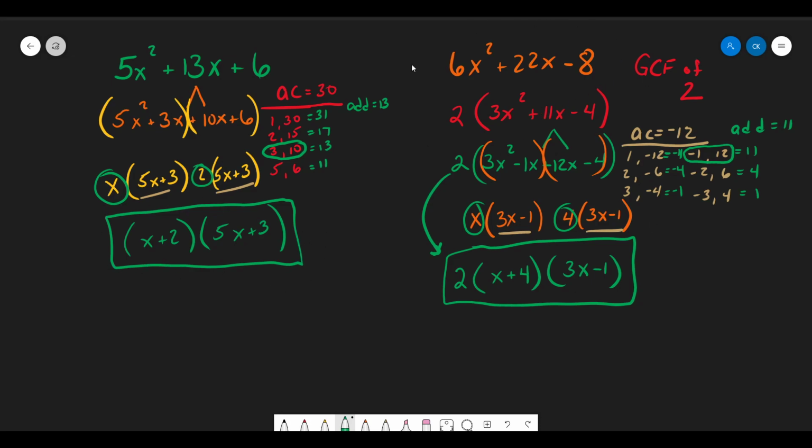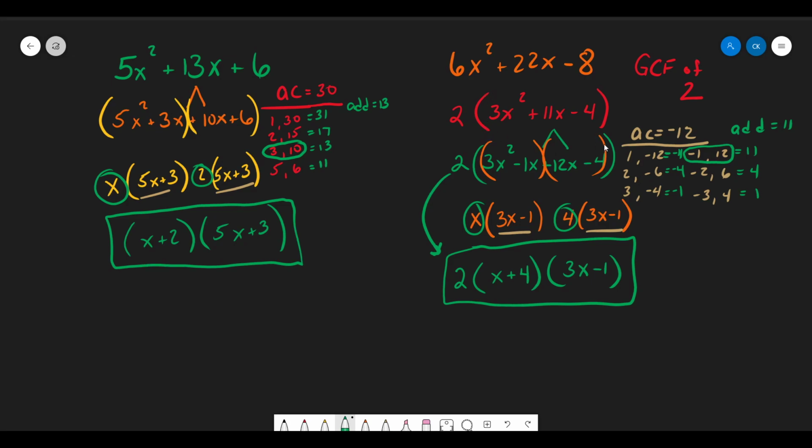Now for the second one here, we realize that in all three terms, we have a GCF of 2. Well, if we have a GCF of 2 in all three terms, take it out first. So I take the 2 out first, and when I divide all of these by 2, I'm left with 3x squared plus 11x minus 4. Now, unlike the other one where we had a coefficient of 1 here, we don't have a coefficient of 1 here. So I actually still have to do this by splitting it up and factoring by grouping.